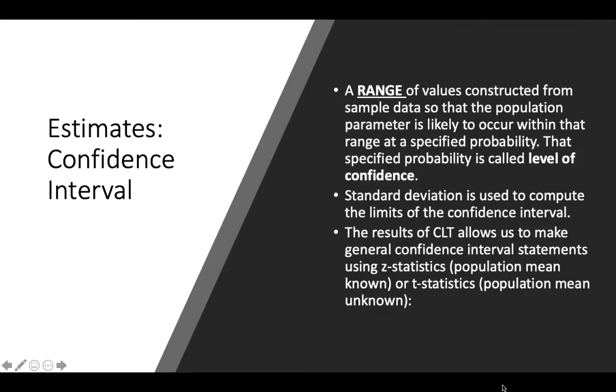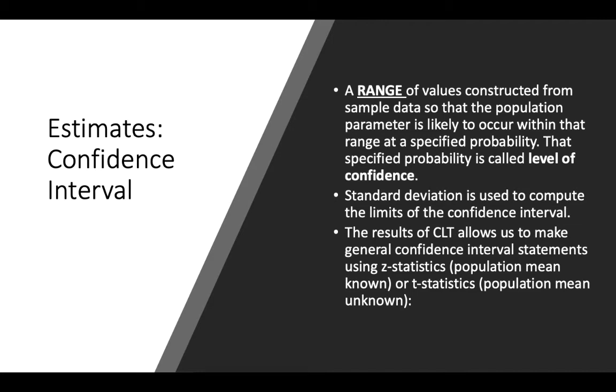So what about the other one, the confidence interval? Instead of having just a single point from the sample statistics, as in point estimation, in a confidence interval we estimate a range based on the sample. So it is a range of values constructed from the sample data so that the population parameter is likely to occur within that range at a specified probability. This specified probability is what we call the level of confidence. So, 95% level of confidence with 5% error.